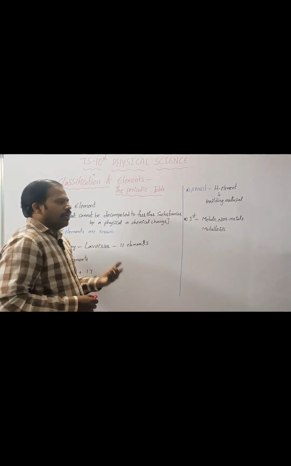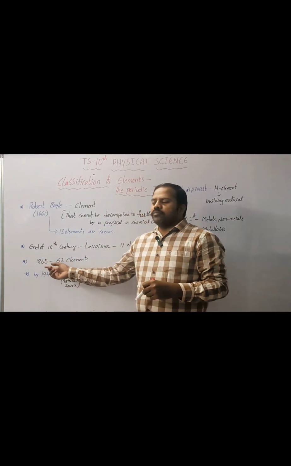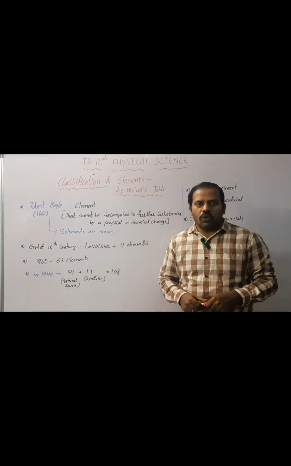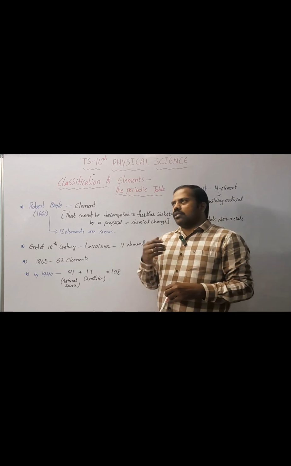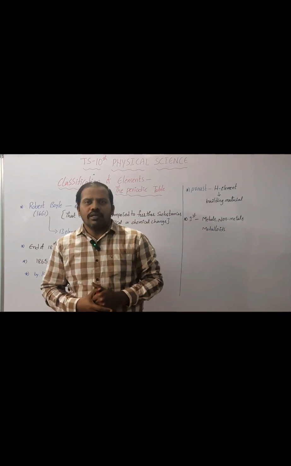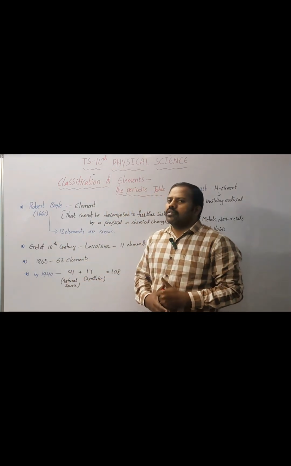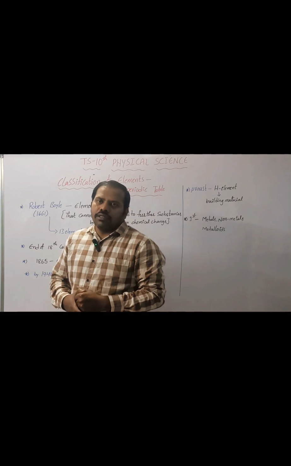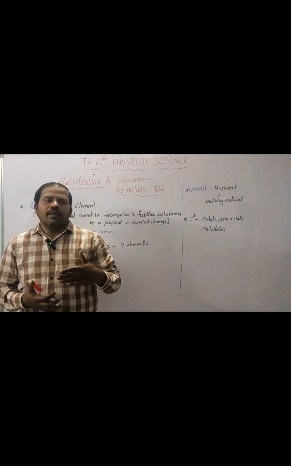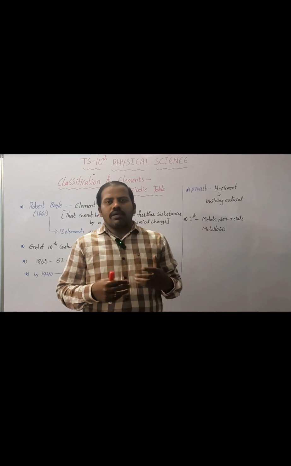The discovery of elements continued in the 18th century, when 63 elements were known. Scientists kept discovering, and by 1940 a total of 108 elements were present. Of these, 91 are from natural sources and 18 were prepared synthetically in the laboratory. Like this, the elements were discovered, and their number kept increasing.